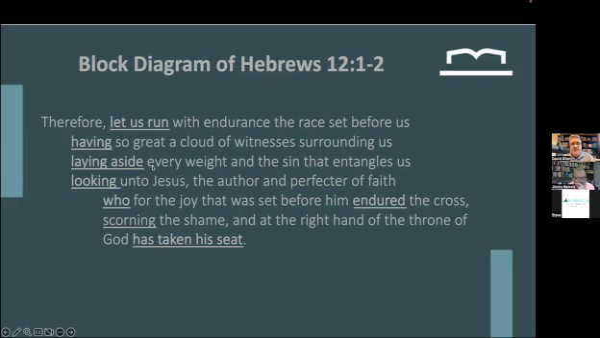Now, by doing this, for example, you realize that this participle right here, looking unto Jesus, the author and finisher of our faith, is not the most important information in the text. It is important, but it's not the most important. What's the most dominant information? What's the most important information in this text? It's the main clause. Therefore, let us run with endurance the race set before us.